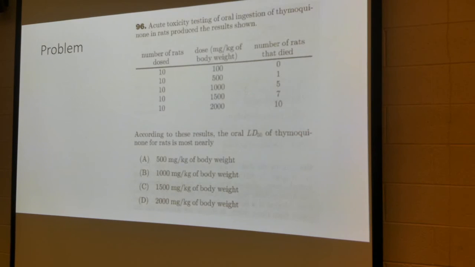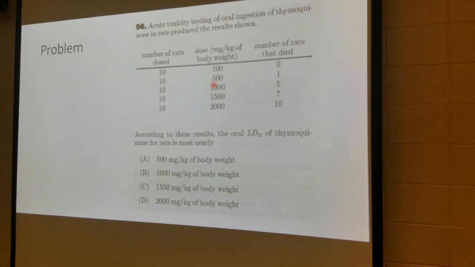So another problem for risk analysis. This one is more like toxicology. This one here is telling us that we have tests for toxicity for thymoquinone. That's probably a type of ketone, doesn't matter, but it's tested in rats and gave us these following results. So here we have that from 10 rats that were dosed with a dose of 100 milligrams for each kilogram of body weight, 0 rats died.